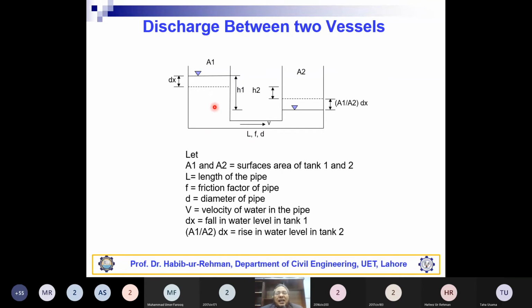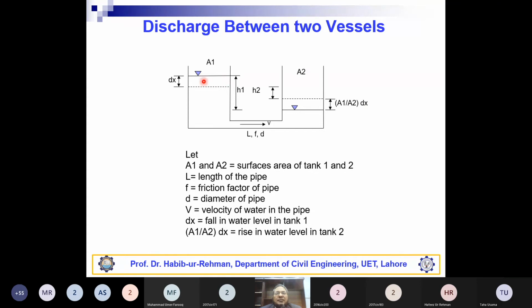So let in time dt the level of water go down in reservoir 1, and this drawdown in reservoir 1 is dx, let's say. Then how much will the water rise when the same volume of water flows from tank 1 to tank 2? तो उसमें rise कितना होगा? The rise would be A1 over A2 into dx. How can we prove it?